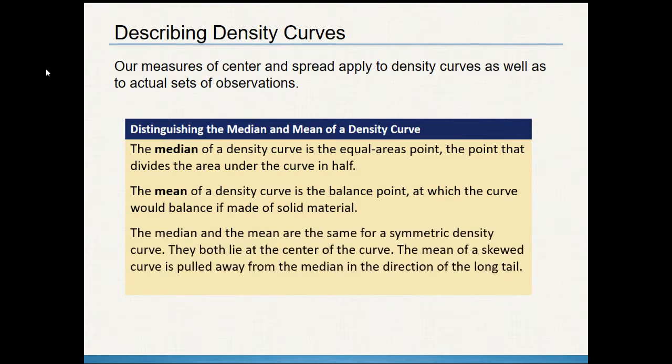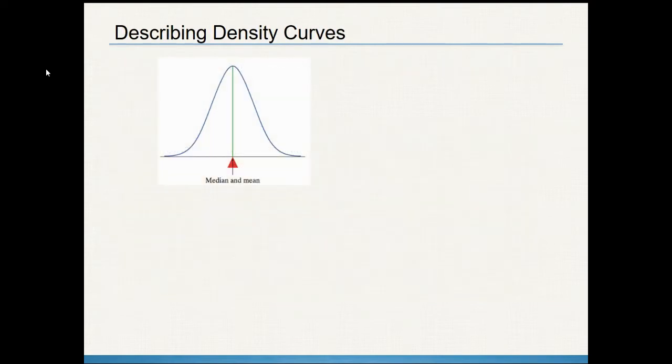The mean and the median are the same for a symmetric density curve. They both lie at the center of the curve. The mean of a skewed curve is pulled away from the median in the direction of the long tail. Okay, and we've already talked about that, really. I've hinted at density curves already. We've been building up to this for a little bit now.